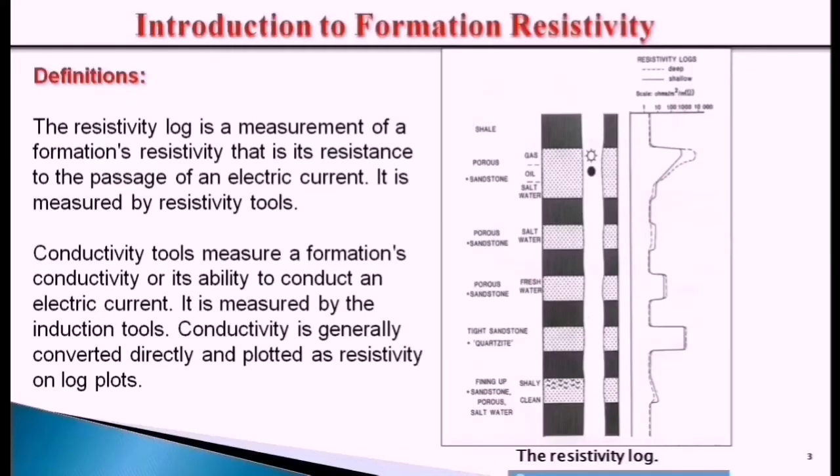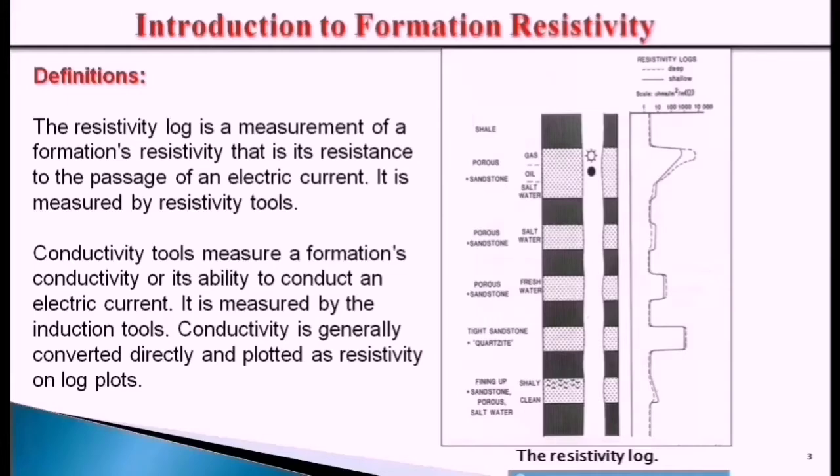As a definition, the resistivity log is a measurement of the formation resistivity, that is, its resistance to the passage of an electrical current, and it is measured by resistivity tools. At least we should get three resistivity curves: micro resistivity, intermediate resistivity, and deep resistivity. Conductivity tools measure a formation's conductivity, or ability to conduct an electrical current, and it's measured by the induction tools.